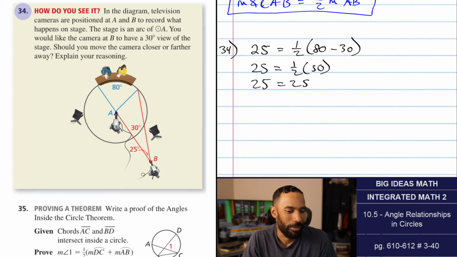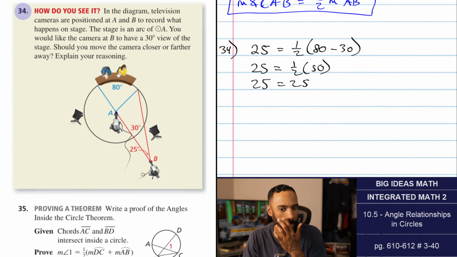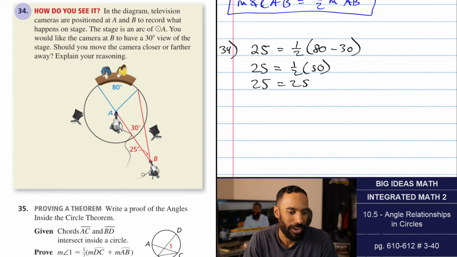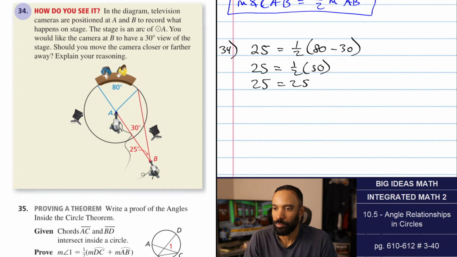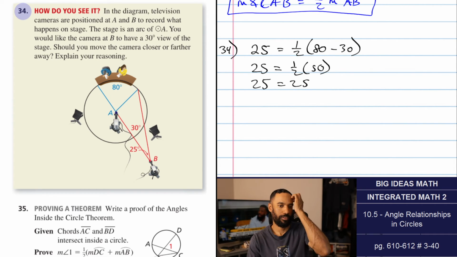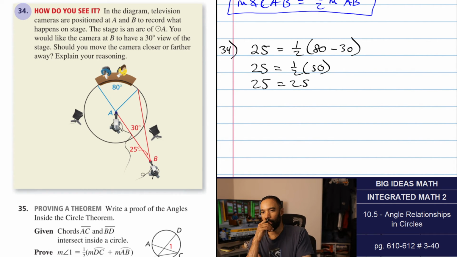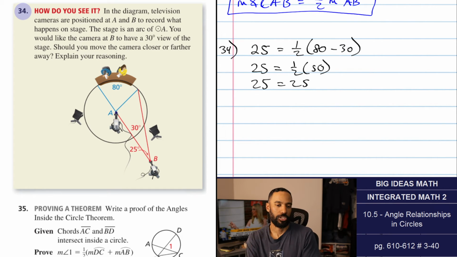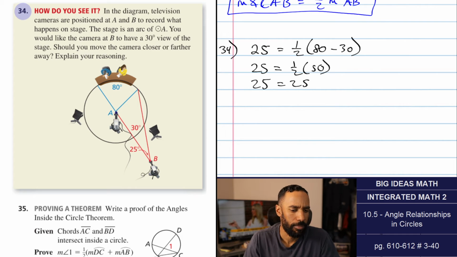I don't know if I understand the problem in what it's asking. I guess you'd say you'd want it to be closer based on what's there. If you move it closer, then it shrinks the angles. 80 minus 30 is 25. 25 is there. You want it to be 30 degrees. I guess I'm not sure what they're really asking for. Let me pause and think about it.